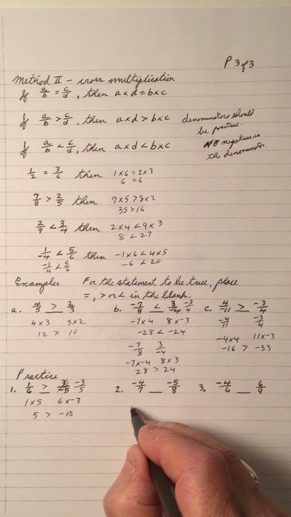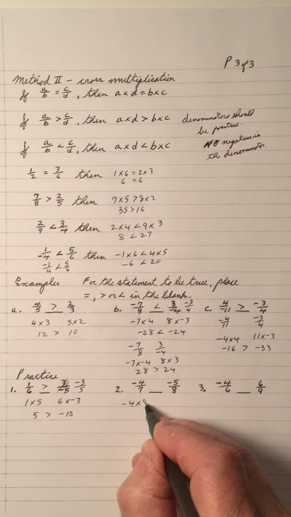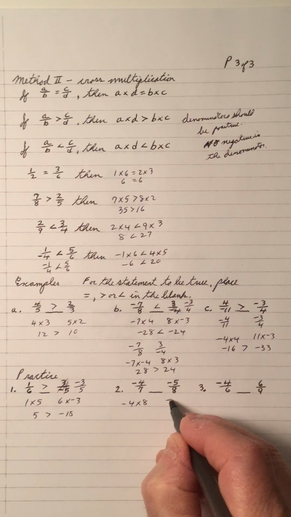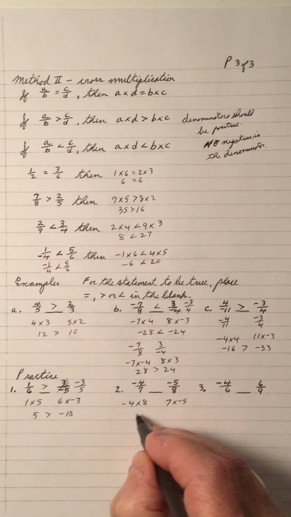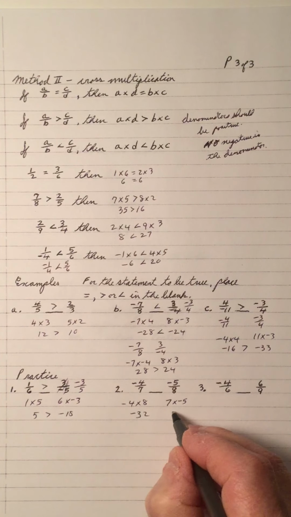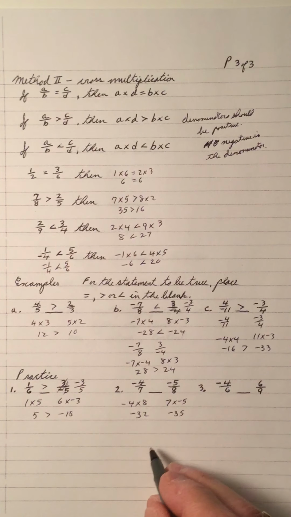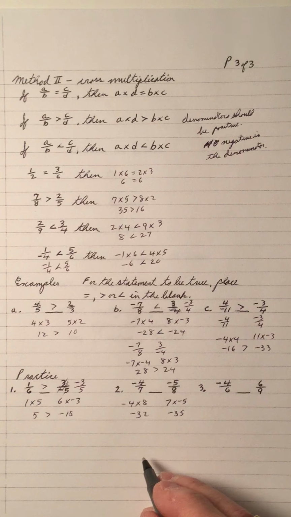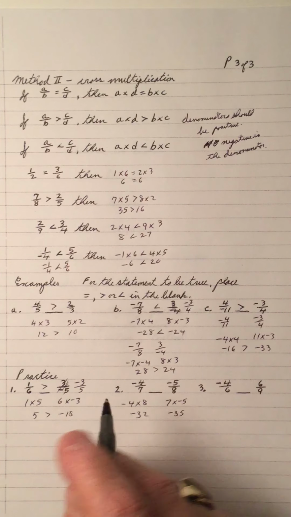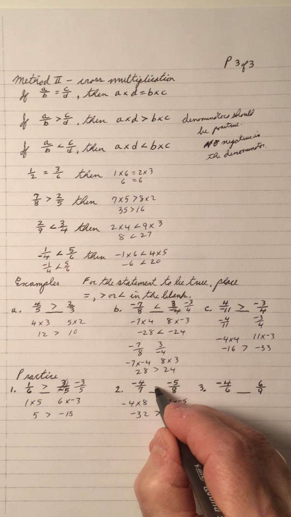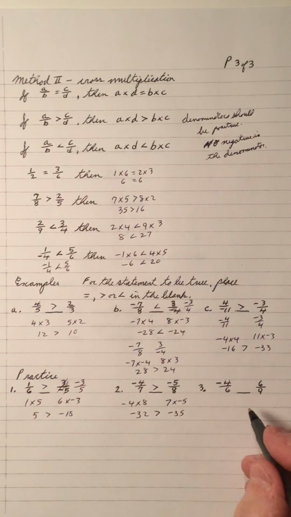And these are okay, so negative 4 times 8, negative 4 times 8, 7 times negative 5. You get negative 32, and you get negative 35. Negative 32 compared to negative 35 is greater. Negative 32 is to the right of negative 35, so that fraction is greater.